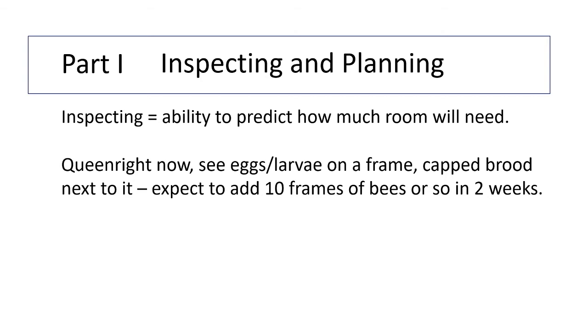So if you're queen right now, 2 weeks, 10 more frames of bees. So when you are looking at the hive now, you're picturing yourself, you can learn to picture yourself in 2 weeks. What are you going to need during those 2 weeks? You're going to need another box. So then you know if they're part of the way there, you should be adding another box, because in 2 weeks they'll actually need it really badly.